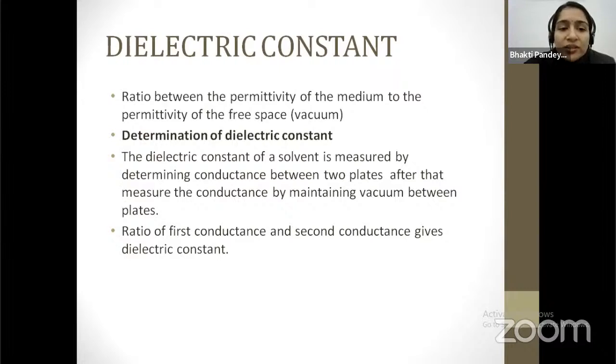Then how will we measure the dielectric constant? The dielectric constant of the solvent is measured by determining the conductance between two plates. Then after that, the conductance is determined by maintaining a vacuum between the two plates. Then we find the ratio between the first conductance and the second conductance, which will give us the dielectric constant.